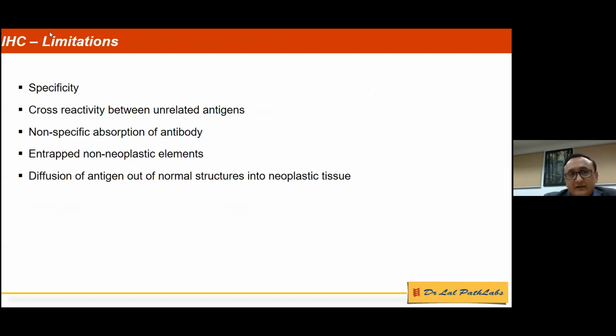Very quickly, there are some limitations of IHC also. The specificity, as I talked earlier, also there is a lot of cross-reactivity, lot of overlap. There can be non-specific absorption of antibodies in necrotic tissues. There can be entrapped non-neoplastic elements.